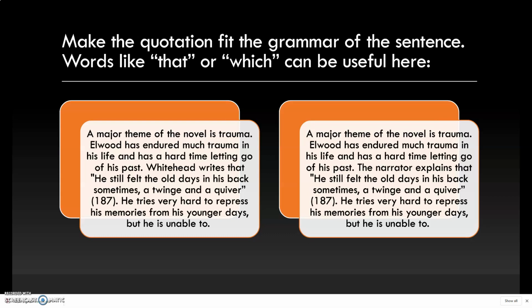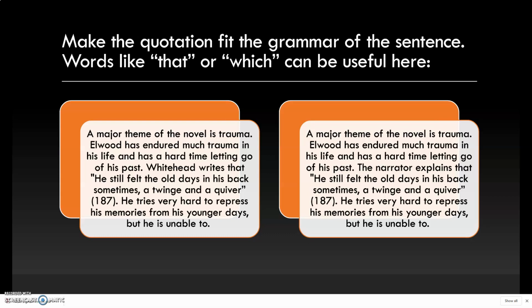So when you have the word that to introduce a quotation, it's doing the same job as a comma would do. So I could say Whitehead writes, comma, or I could say Whitehead writes that. So I don't need a comma after that because it would be redundant. They do the same job.